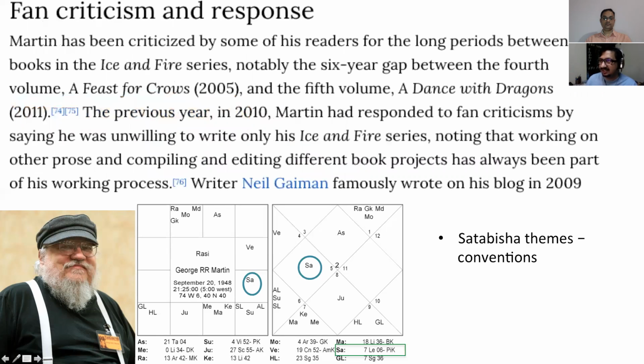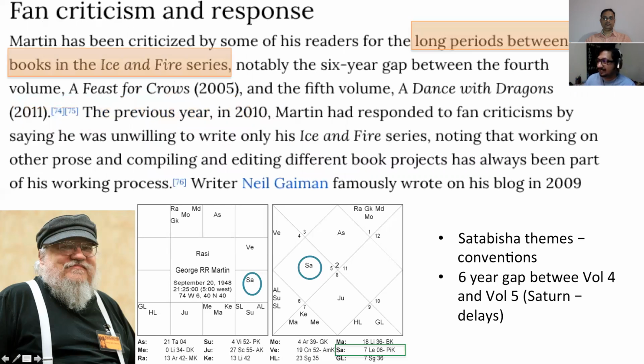And then he actually had critics, as every artist and author has critics. George R. R. Martin was criticized by some of his readers for the periods between books in the Ice and Fire series. There is a long period between books of Ice and Fire. There is a 6-year gap between the 4th volume and the 5th volume. So it's as if the readers are dying.